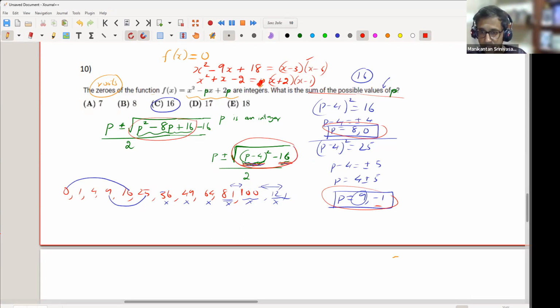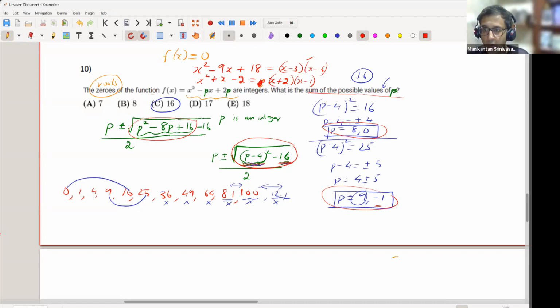For it to become an integer, first of all it has to be rational. Only then it can be an integer, right? We want the roots to be integers. Does it make sense? Yeah.